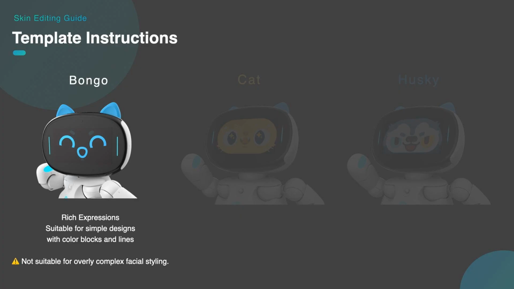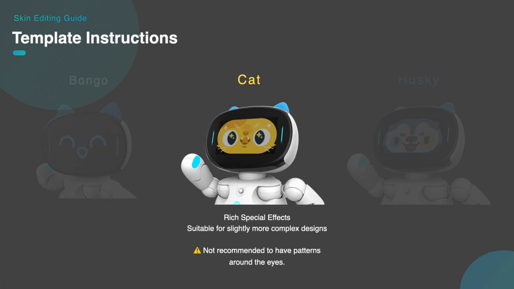It is suitable for character design with simple styles like color blocks and lines, but not for overly complex facial styling. The cat has big round eyes, spots, and soft whiskers. It is suitable for slightly more complex character designs and has many special effects that can present dramatic expressions. It needs to be noted that it is not recommended to have patterns around the eyes of the cat.